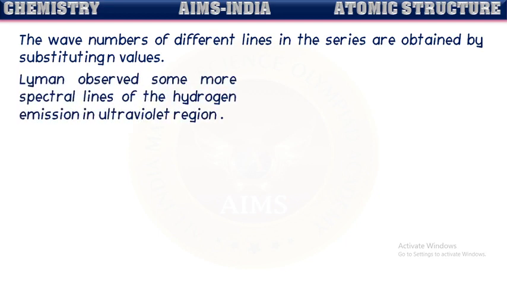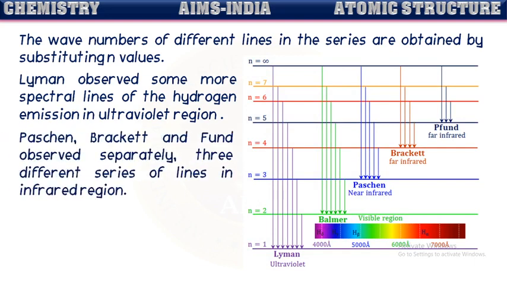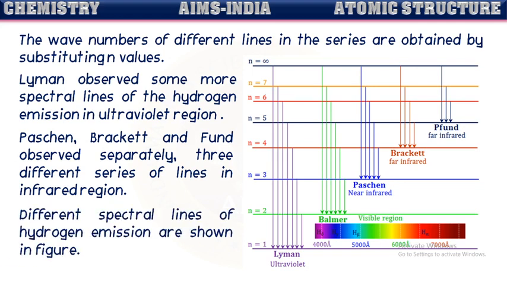Lyman observed some more spectral lines of hydrogen emission in the ultraviolet region. Similarly, Paschen, Brackett, and Pfund observed separately 3 different series of lines in the infrared region. Different spectral lines of hydrogen emission are shown in this figure. You can see the Balmer series in the visible region, the Lyman series in the ultraviolet region, and these 3, Paschen, Brackett, and Pfund series, in the infrared region.